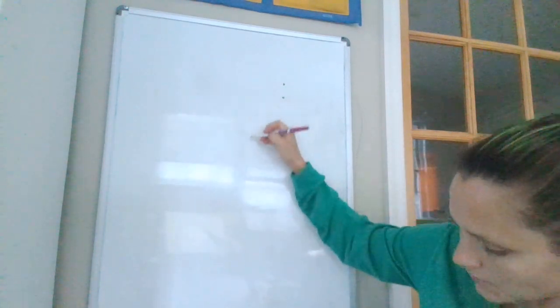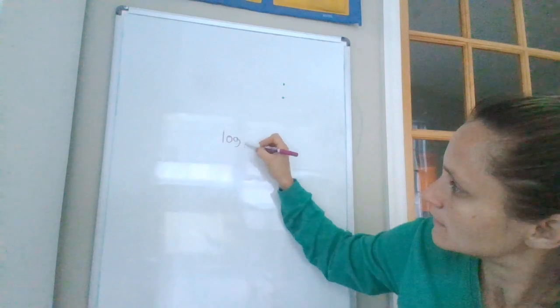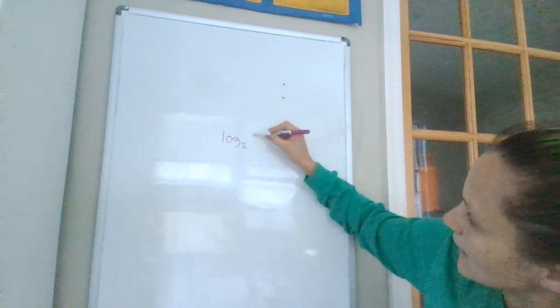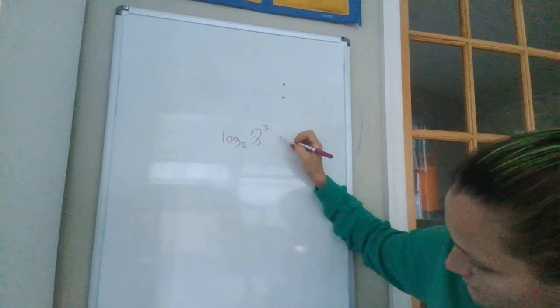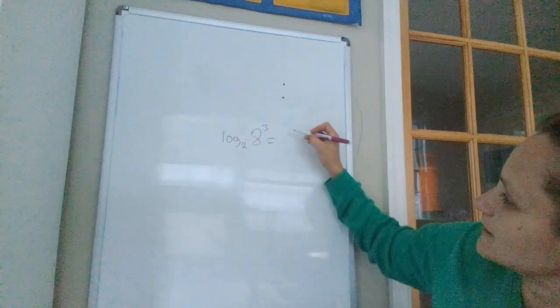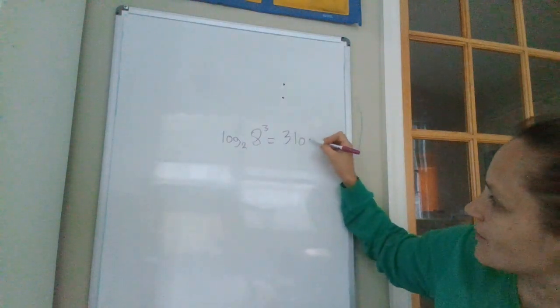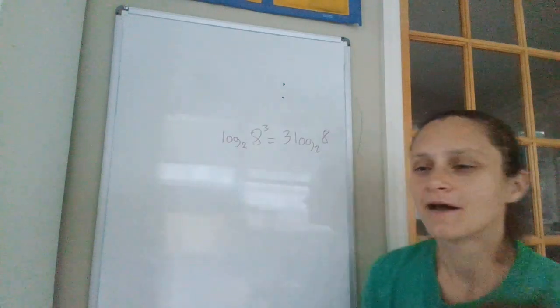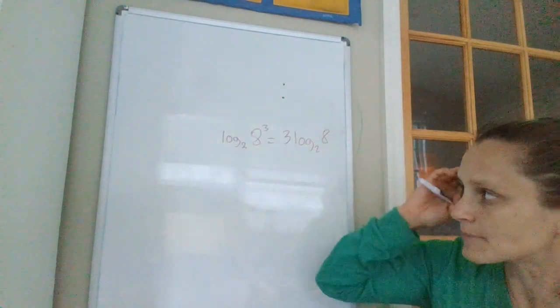So let's do log base 2 of 8 to the third. And all of a sudden, it shows us this becomes 3 times log base 2 of 8. And then it proceeds to simplify. But how in the world did that happen?